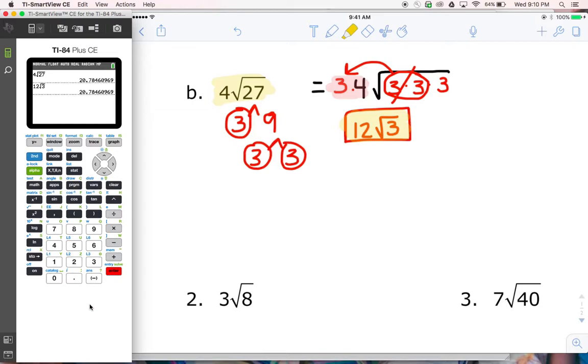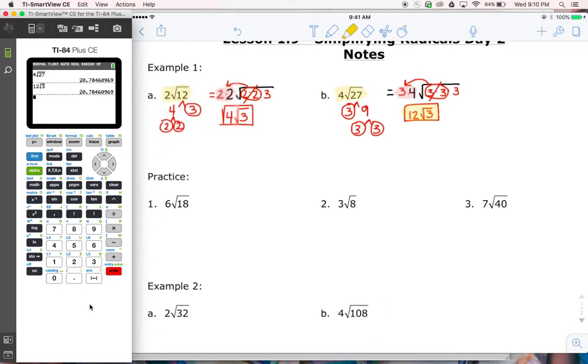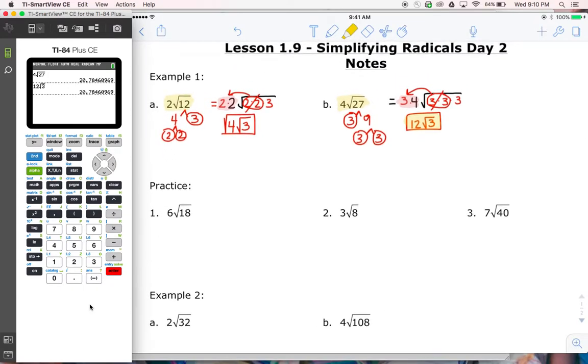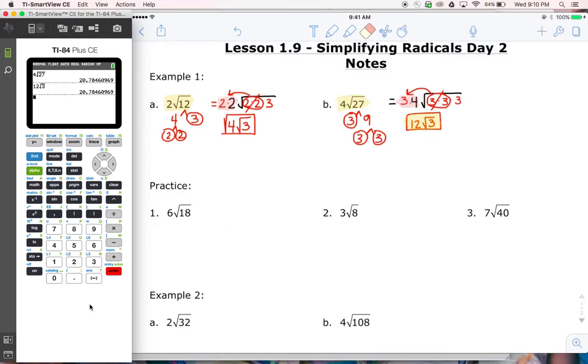I'm going to leave the next 3 problems as practice. So over on the right, since we're using Edpuzzle, these 3 problems are going to pop up, and I need for you guys to answer those as best you can over there on the right.